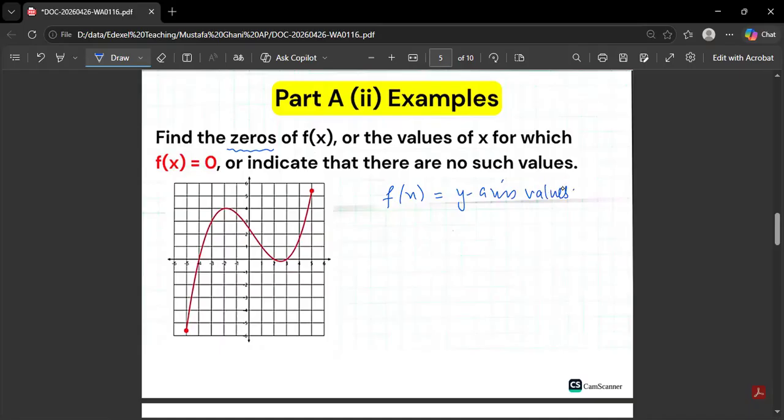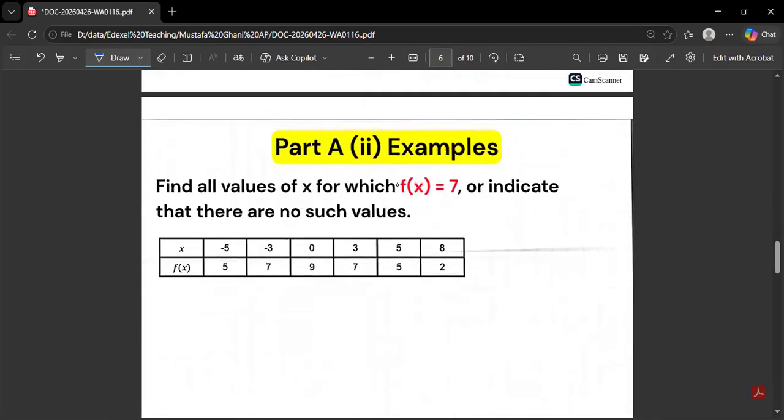So now look at the graph. We are on here, right? At 0. So what numbers are there on the graph that are giving the zero answer? -4, 2, and 3. So x equals -4, x equals 2, and x equals 3. Is this clear? Yes, sir. Let's move to the next question.